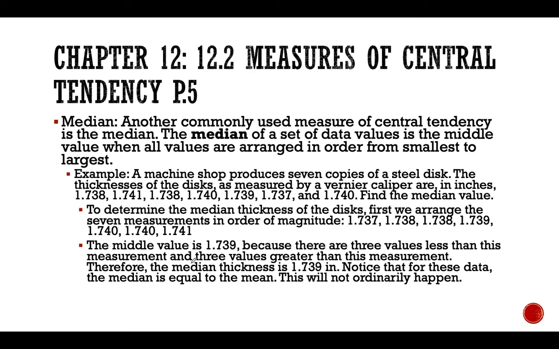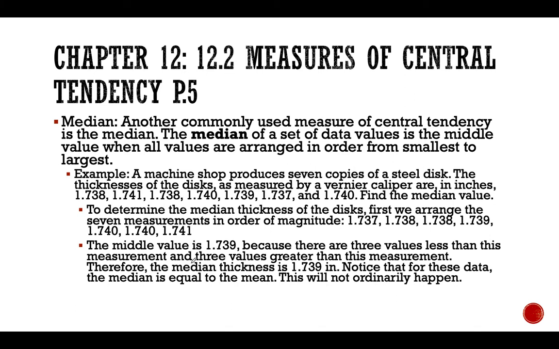Median. Another commonly used measure of central tendency is the median. The median of a set of data values is the middle value when all the values are arranged in order from smallest to largest. As an example, a machine shop produces 7 copies of a steel disc. The thicknesses of the discs, as measured by a vernier caliper, are in inches, 1.738, 1.741, 1.738, etc.